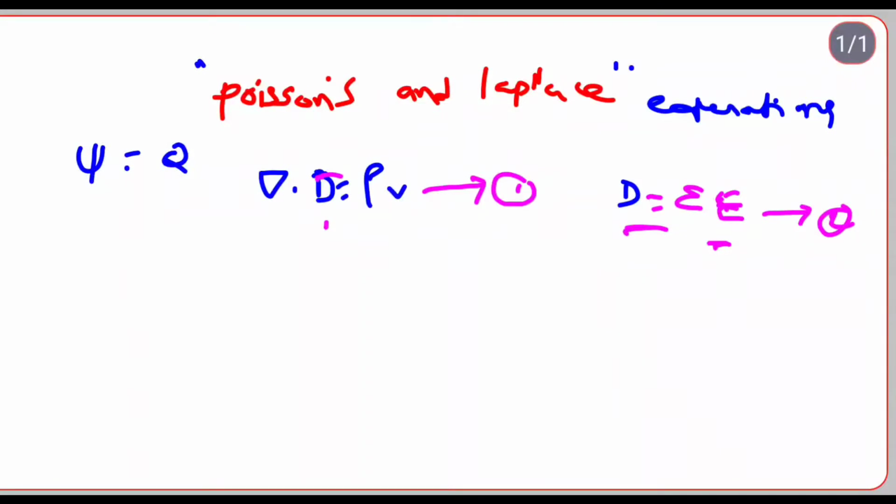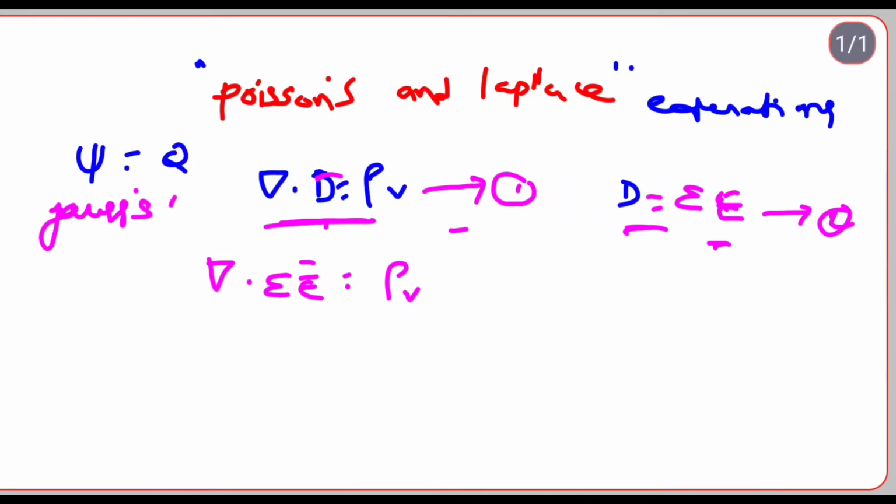Therefore, we can write D equal to epsilon E. Substitute it in the Gauss law, del dot D equal to rho V. With D equal to epsilon E, we obtain del dot epsilon E bar equal to rho V. Make it equation number 3.